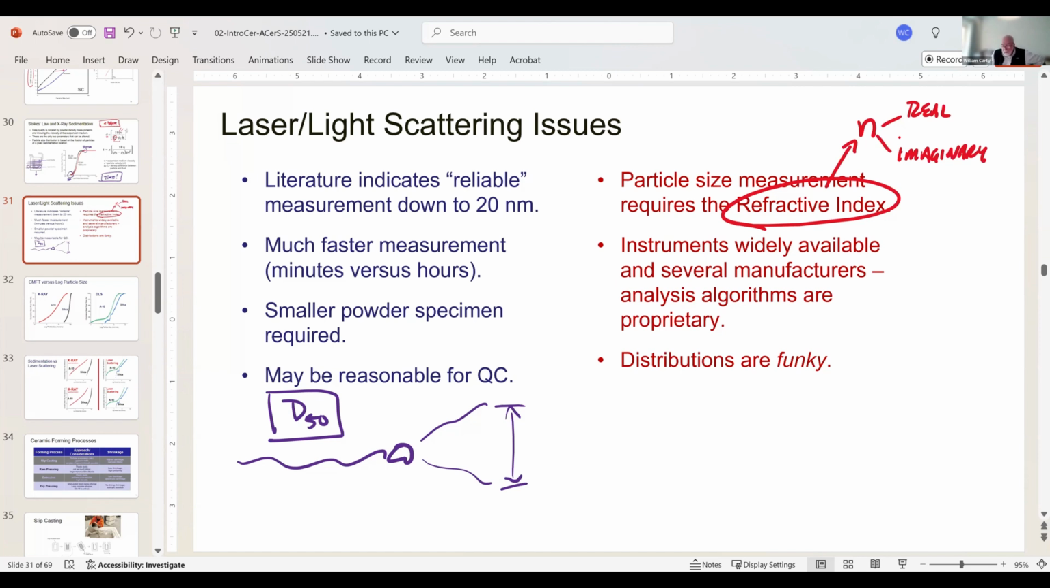Instrument makers, everyone is different. There are about, I think, six people right now making a laser device. They all have a proprietary algorithm by which they characterize that data, and they don't share that. So you get the data back. You cannot do anything to alter the data or evaluate the distributions differently.